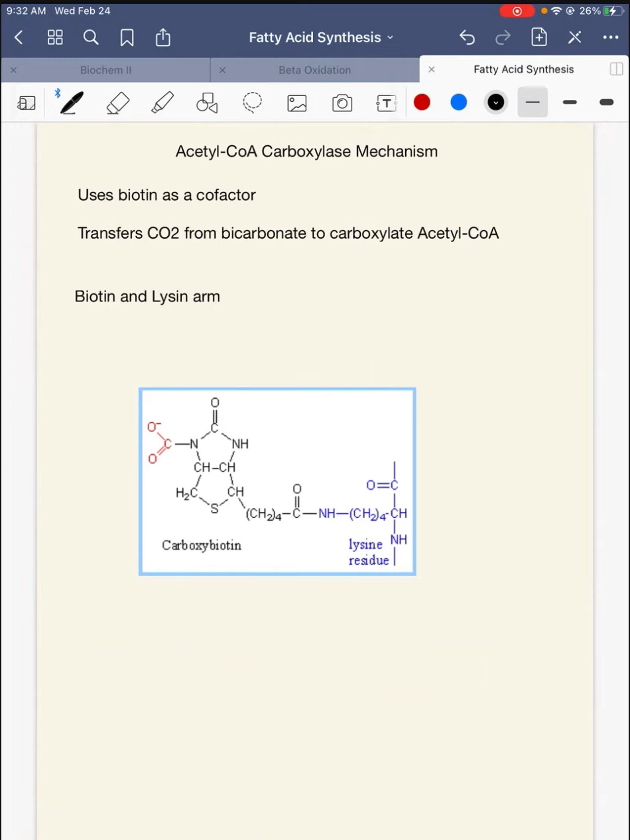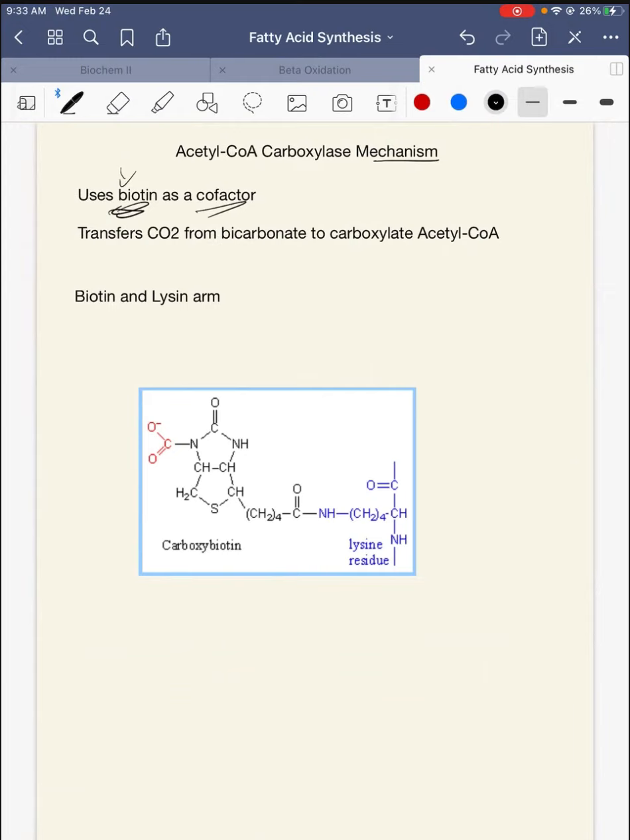Okay, so let's look at the mechanism of acetyl-CoA carboxylase. It uses biotin as a cofactor. If we go back, we will remember the enzyme pyruvate carboxylase, which takes pyruvate and converts it into oxaloacetate. It's also really similar in that it uses biotin, because most carboxylases use biotin as a cofactor. The reason is that biotin carboxylates substrates. It transfers CO2 from different substrates. That's why whenever you see a carboxylase reaction, the cofactor is usually biotin.